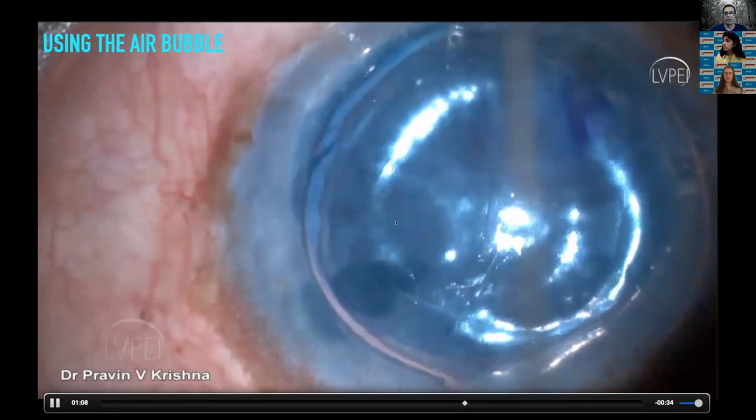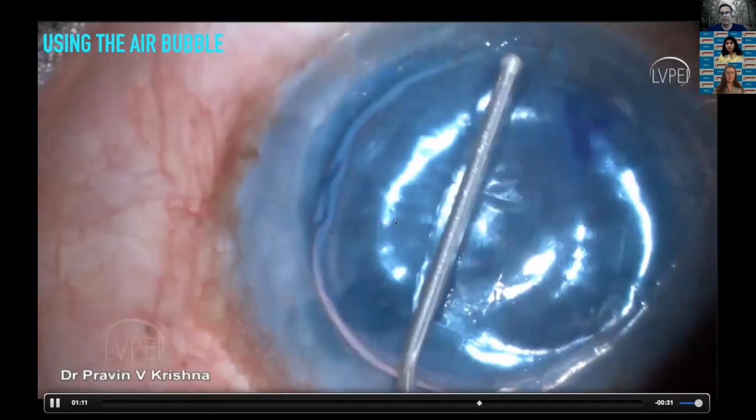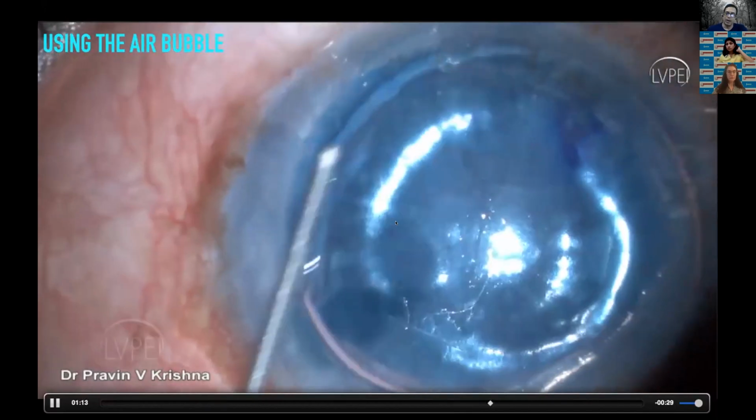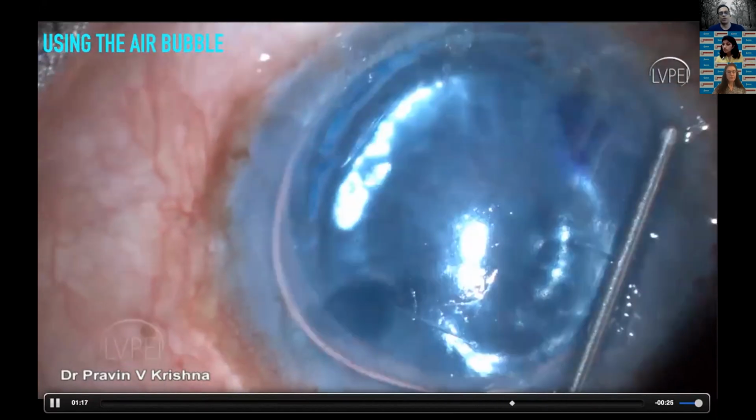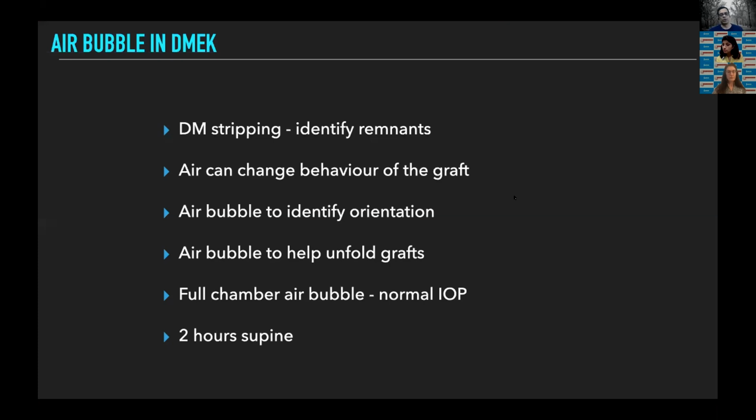So that's how you'll actually use an air bubble inside the anterior chamber, by reducing its size to ensure that any folds present on the DMEK graft are gone. So just to summarize where you'll use the air bubble in DMEK surgery, you can identify remnants of the Descemet membrane after stripping. Also remember that air can change the behavior of the graft inside the eye and will become very unpredictable. So ensure you don't have any air bubbles inside the eye when you're trying to unfold or change the orientation of the graft.